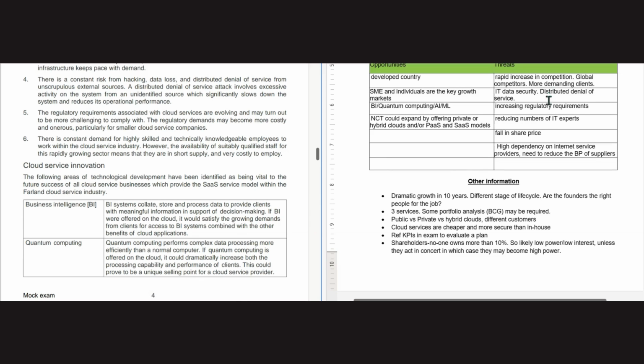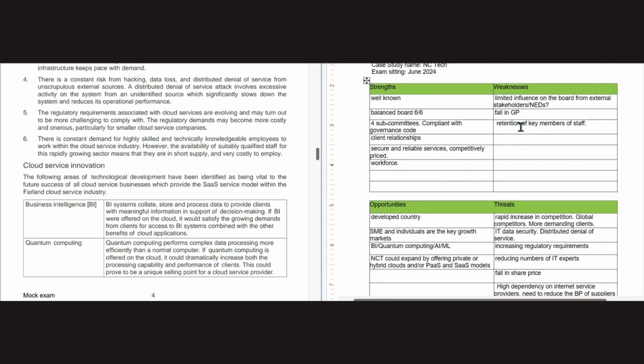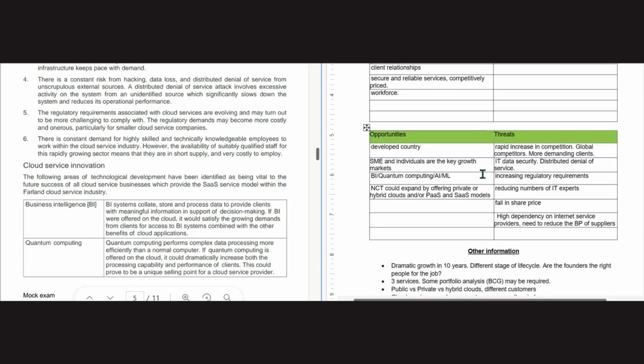Let me see if I've made a note of that. No, so I'm sure I have somewhere. It's a weakness, retention of key members of staff. This actually comes from later on when we're talking about NCT, and it becomes very clear that we're not keeping our staff. They keep leaving us. But staff shortage is a threat. There it is, reducing numbers of IT experts. I do have it there.